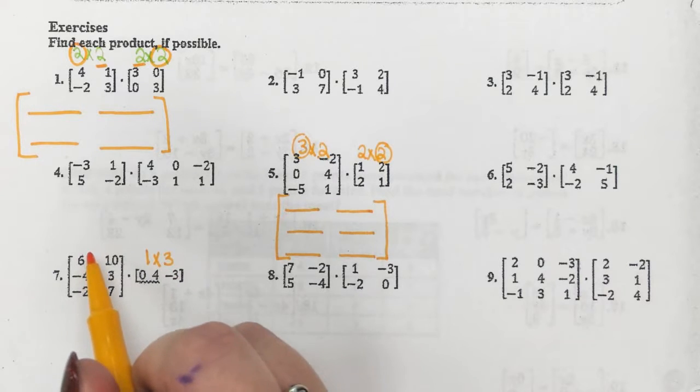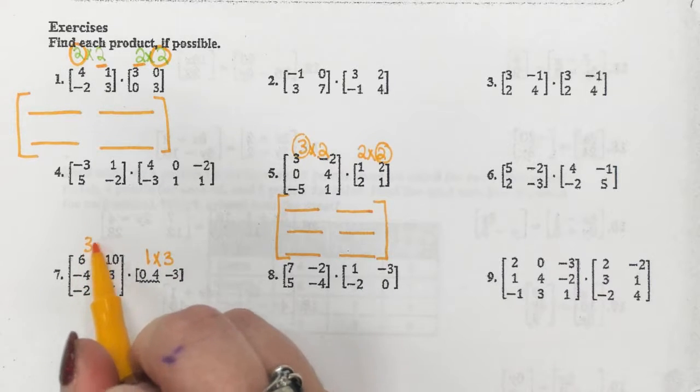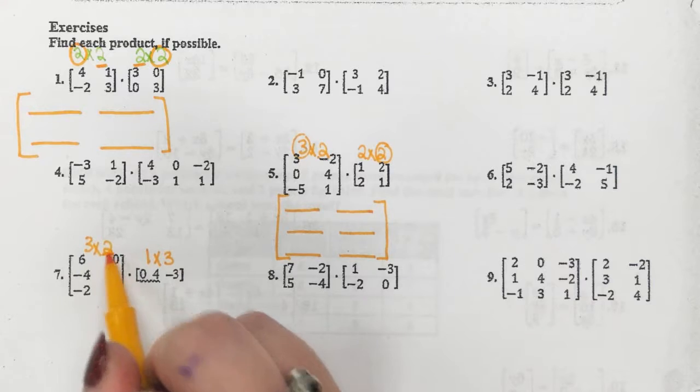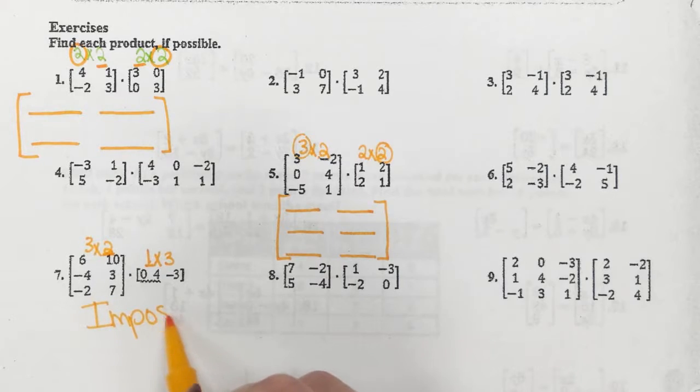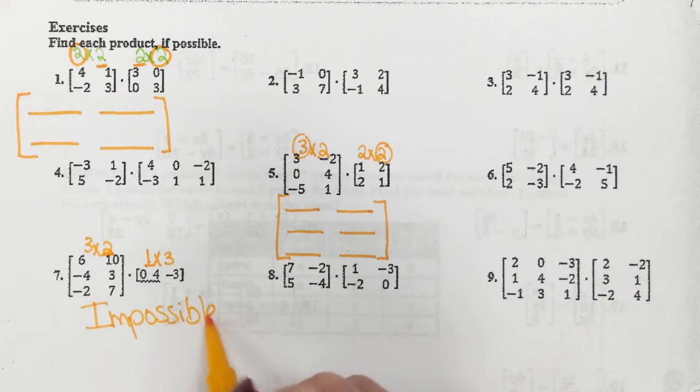What's the size of number 7? 3 by 2. Look at your inside numbers. They're different. So it is impossible. Perfect. Is anybody lost about what I mean by the dimensions now? Okay, so here we go.